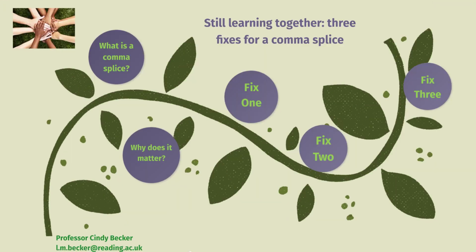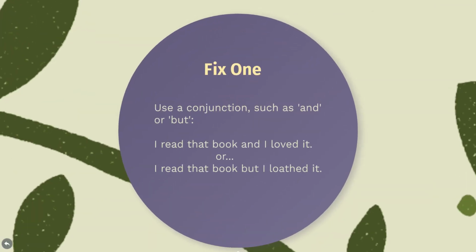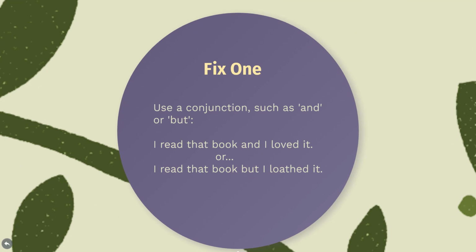So, 3 ways that you can fix a comma splice. The first way is to put a conjunction. So the examples I've given you here, I've used "and" then "but". I read that book and I loved it. I read that book but I loathed it. So both those have fixed the comma splice.